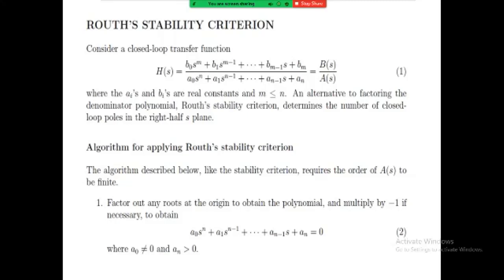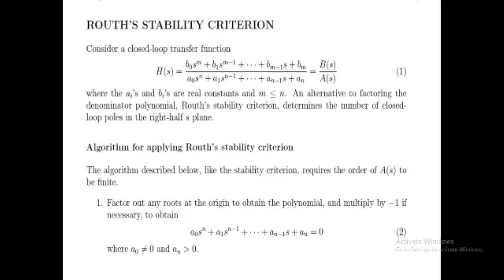Here ai and bi are real constants, and the value of m is less than or equal to n. As an alternative to factoring the denominator polynomial, this root stability criteria determines the number of closed loop poles in the right half plane. See this algorithm for applying the root stability criteria. The algorithm described below, like the stability criteria, requires the order of A(s) to be finite.